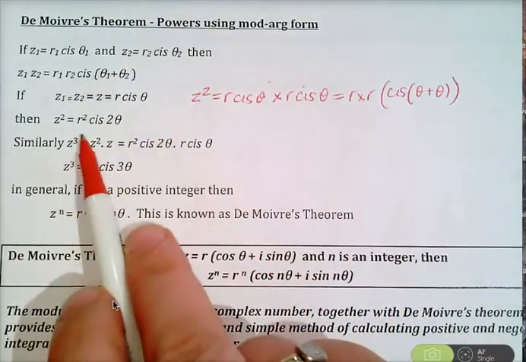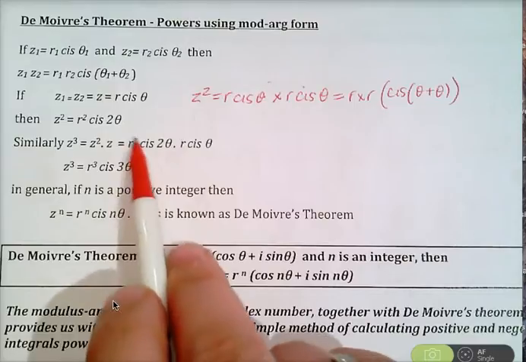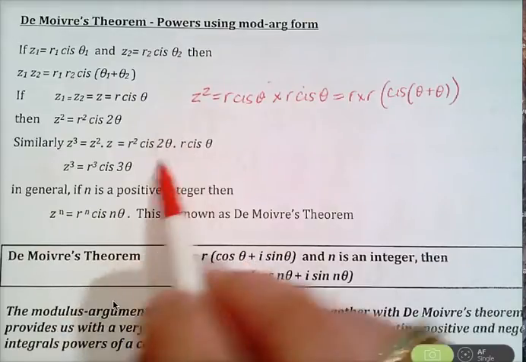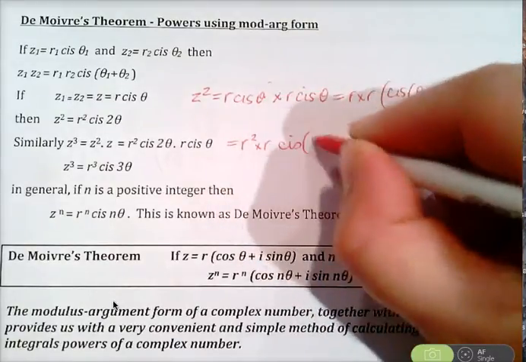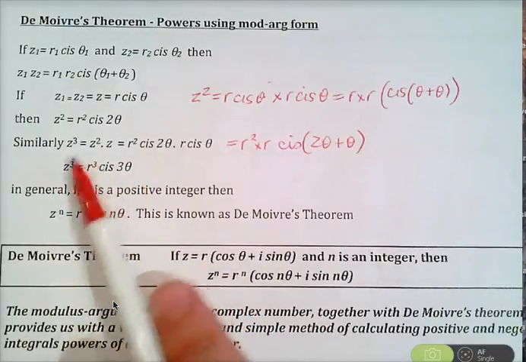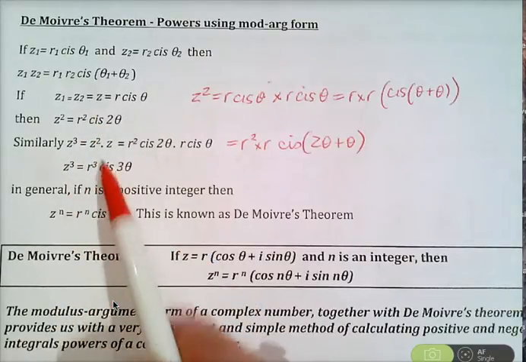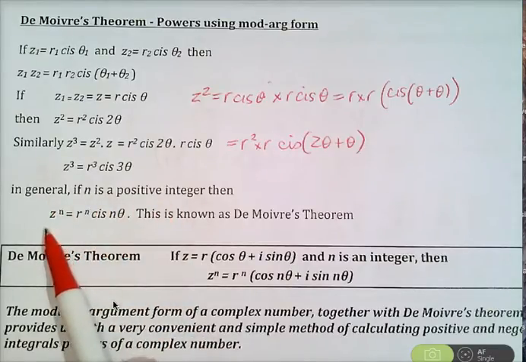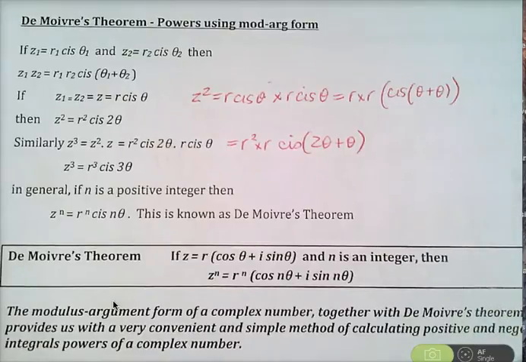Now, similarly with Z to the power of 3, that's the same as Z squared times Z. Now, using our result from this line here, that's R squared cis 2 theta times R cis theta. Remembering we multiply the moduli, so that would be R squared times R, and then we'd have cis 2 theta plus theta. So we've got R cubed cis 3 theta. Now, if we continue, notice Z squared is R squared cis 2 theta. Z cubed is R cubed cis 3 theta. So therefore, in general, if n is a positive integer, then Z to the power of n is R to the power of n cis n theta. And this is known as De Moivre's theorem.